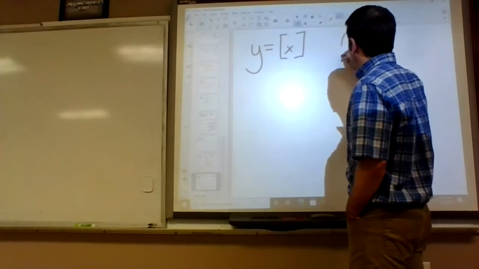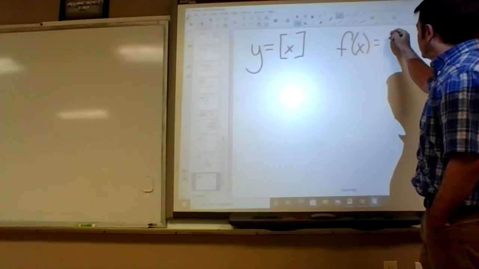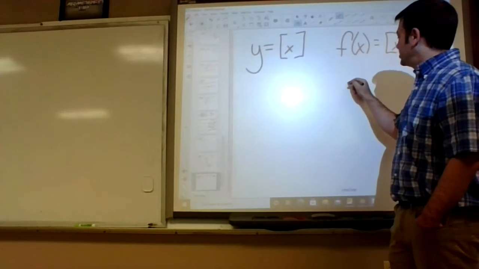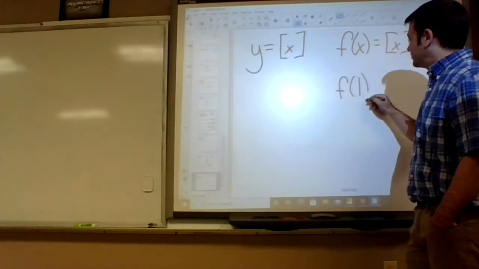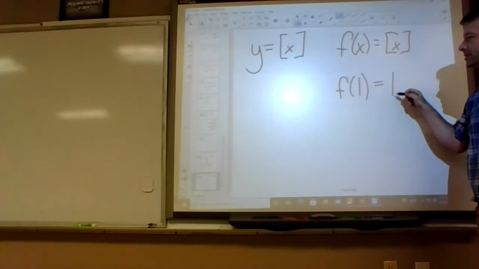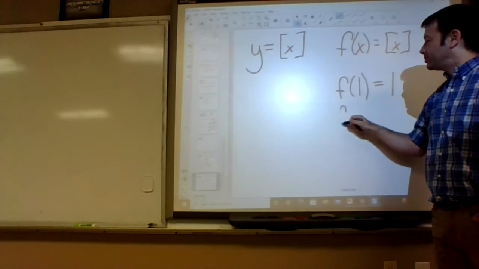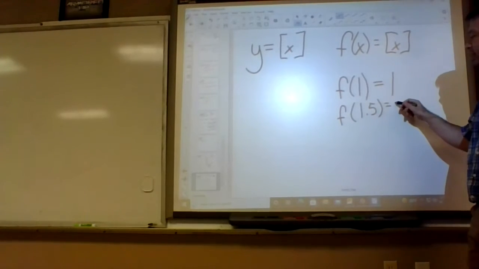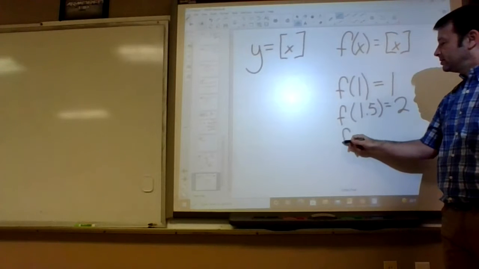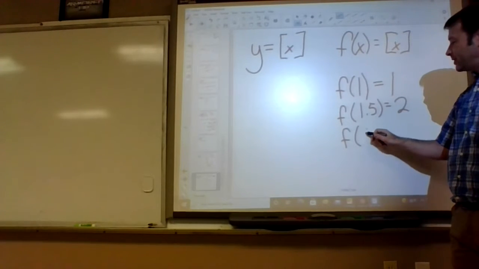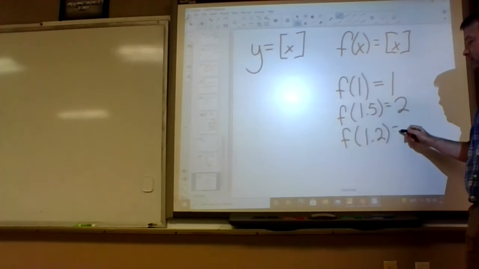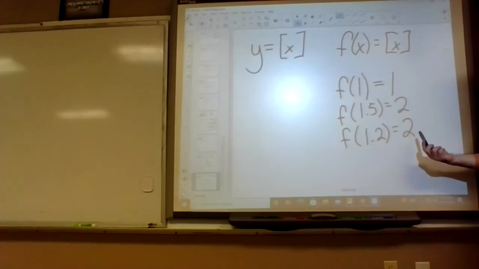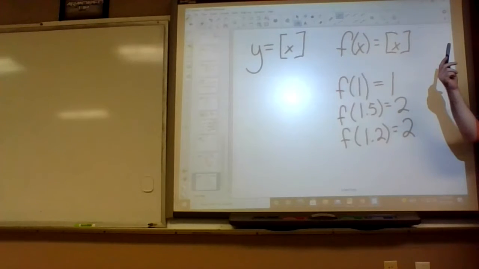This is function notation. If I put in f of 1, so if I put in 1 for x, it's still going to be 1. Not going to change it. But if I put in like 1.5, it's going to round it up to a 2. What if I put 1.2 in there? It would round it up to a 2. So it just moves the number up to the next integer.